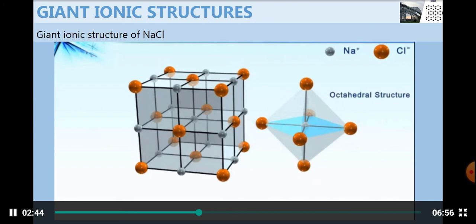structure. Now the reason why we call structures from this kind of arrangement giant is because sodium ions and chloride ions would repeat themselves over and over again, combining in this structure to form what we call sodium chloride salt.